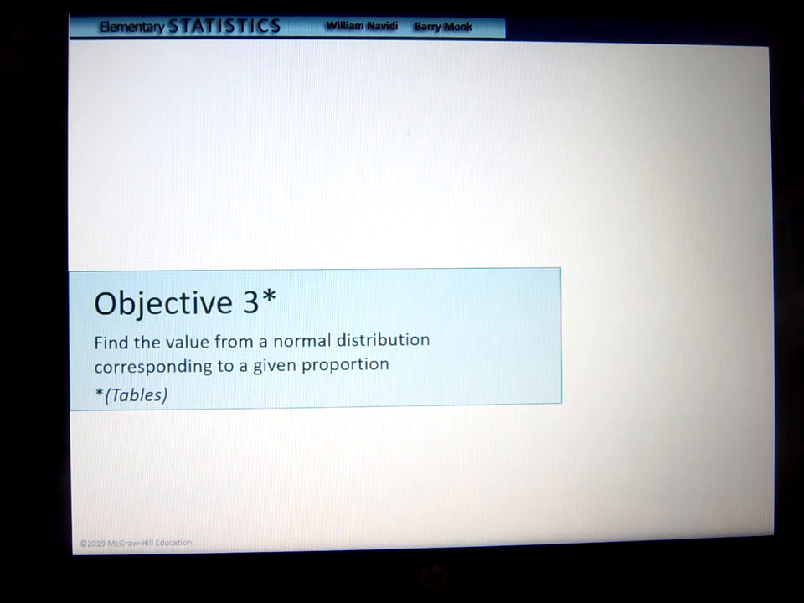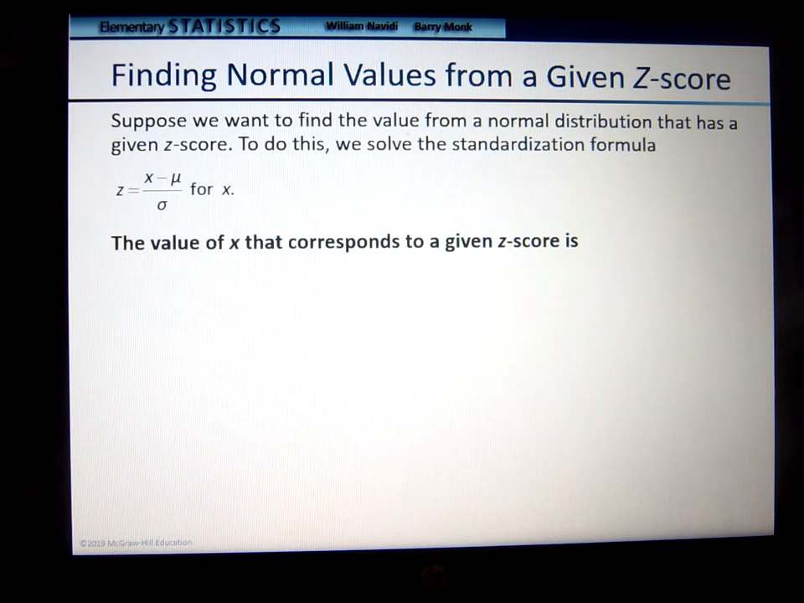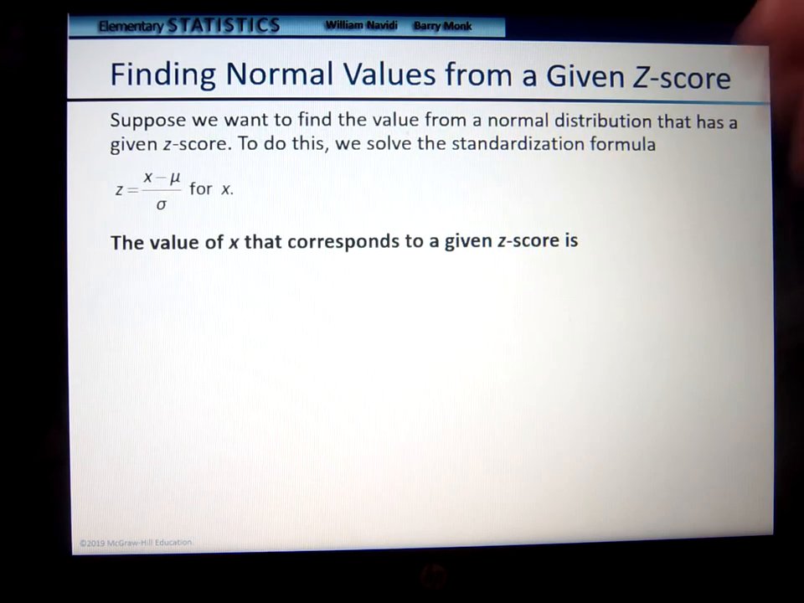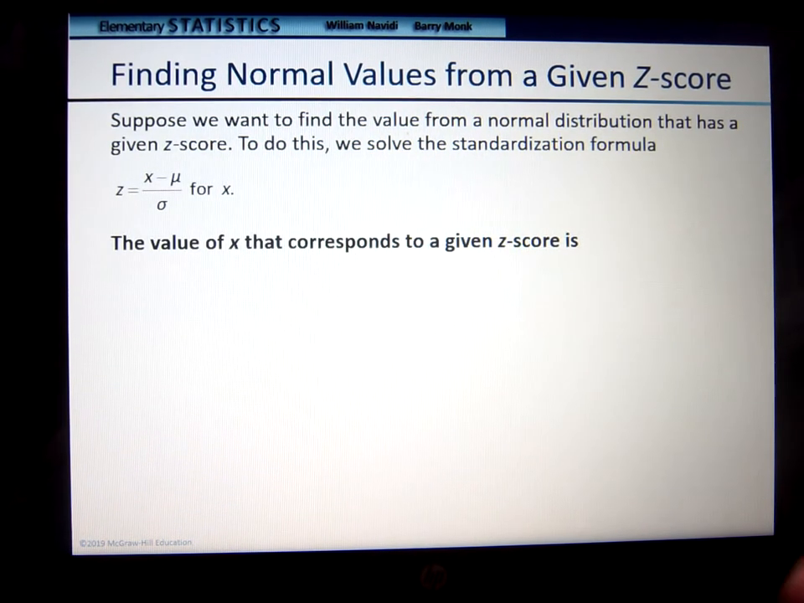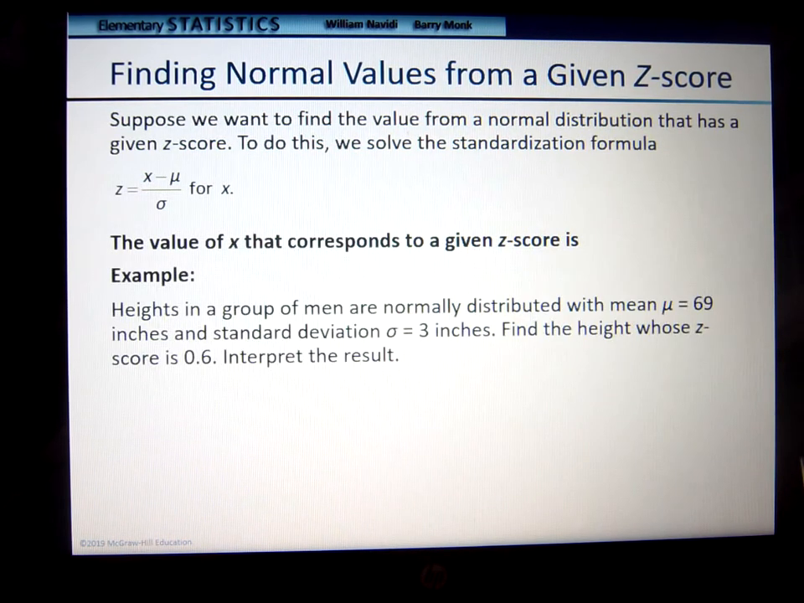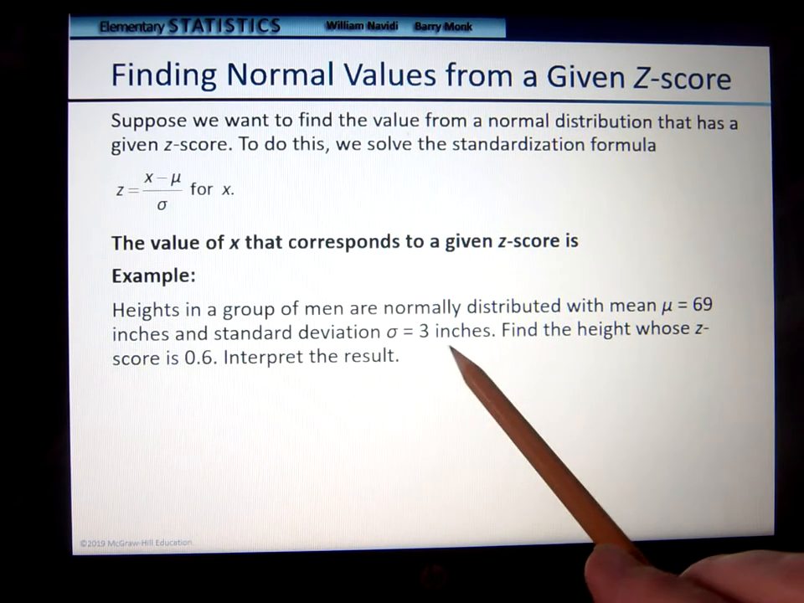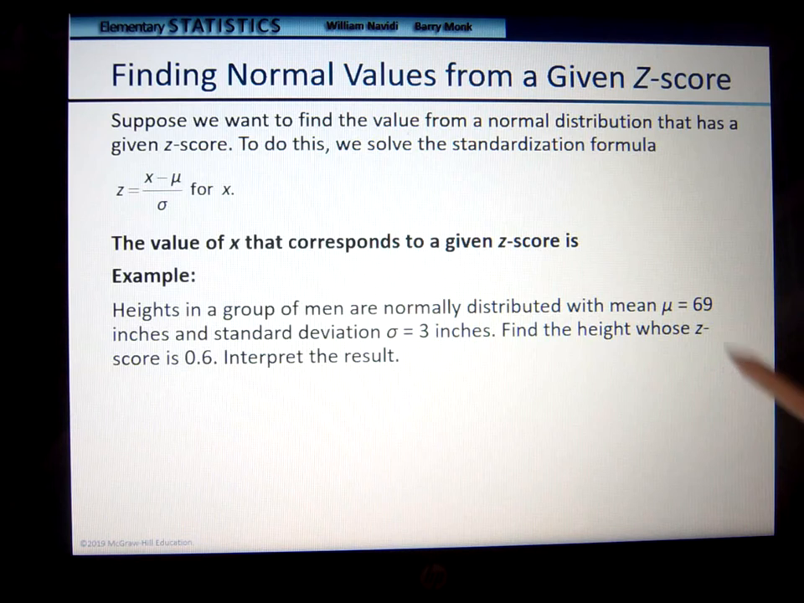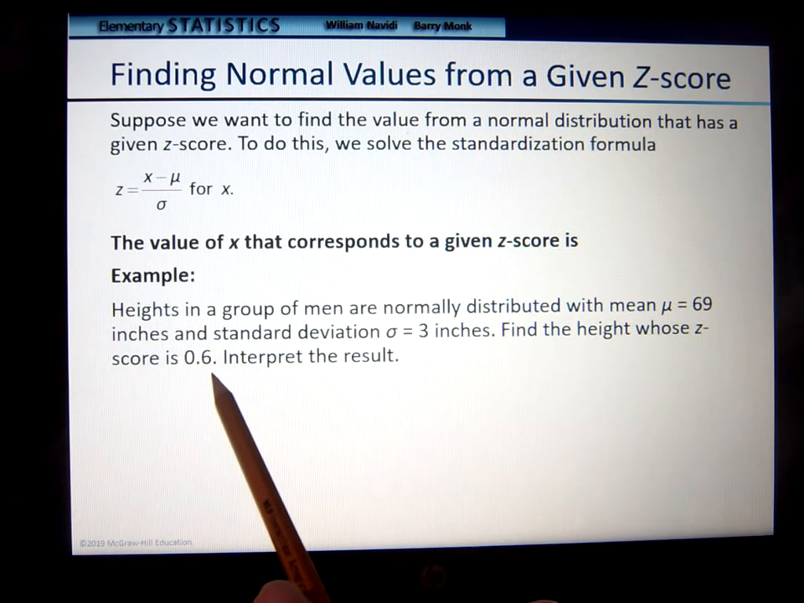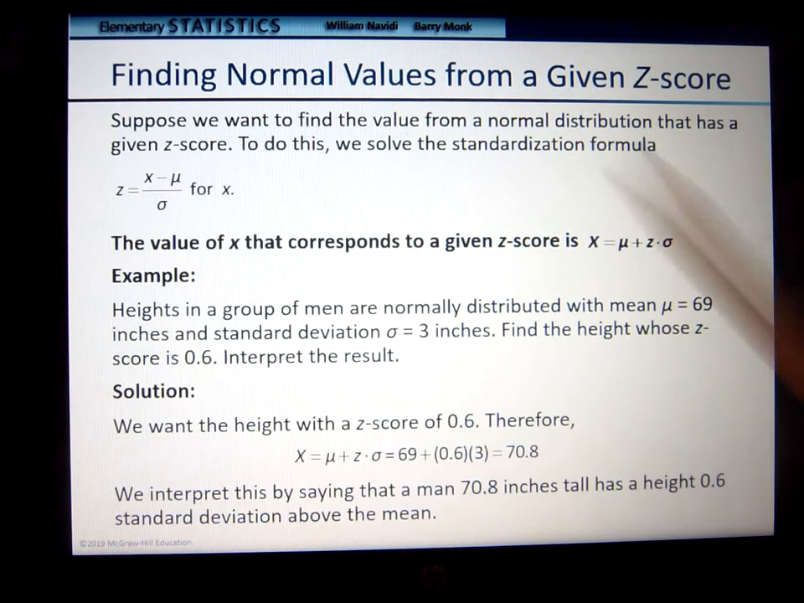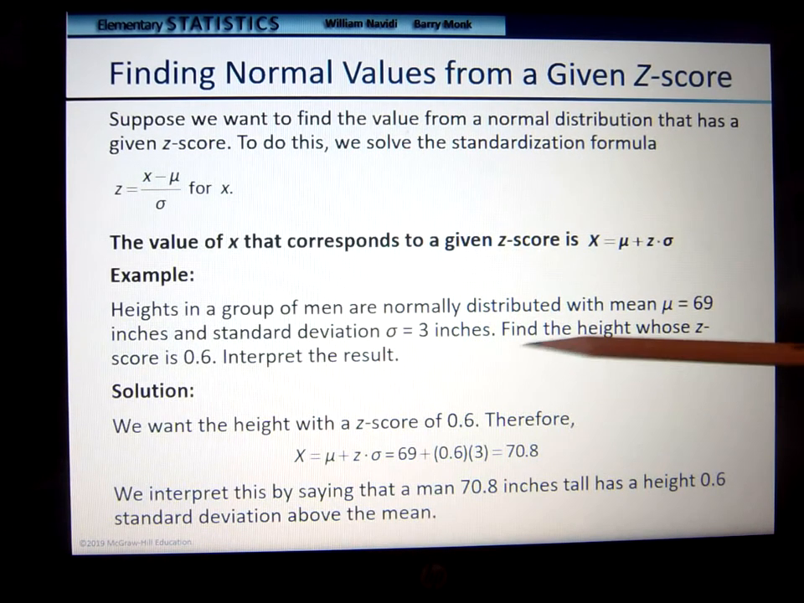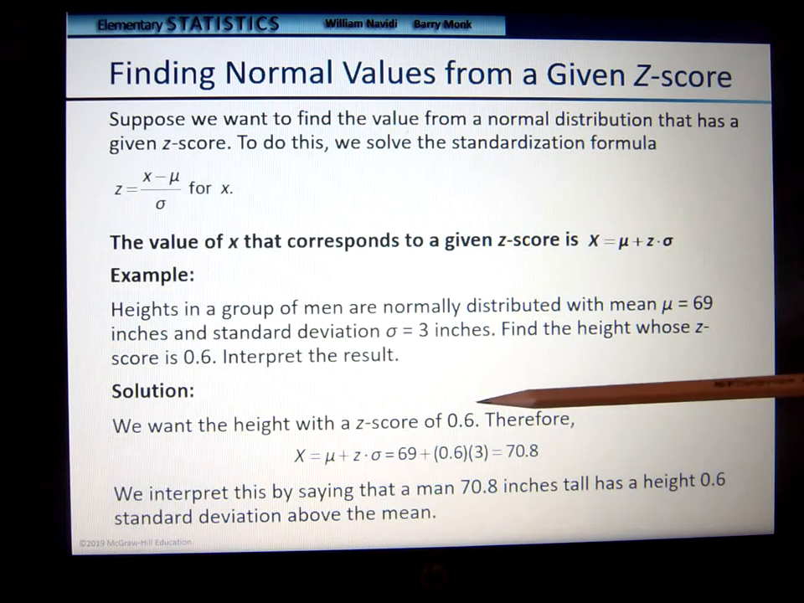Now we're going to look at finding the value from a normal distribution corresponding to a given proportion. Here we have the standardized formula. Once again, z equals x minus mu all over the standard deviation for x. The value of x corresponds to the given z-score. Heights in a group of men are normally distributed with a mean of 69 inches, standard deviation of 3 inches. Find the height whose z-score is 0.6. Interpret the result. So you see here, we want to solve for the height with the z-score of 0.6.